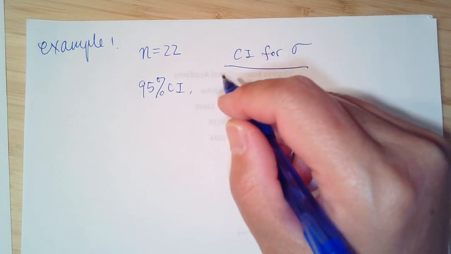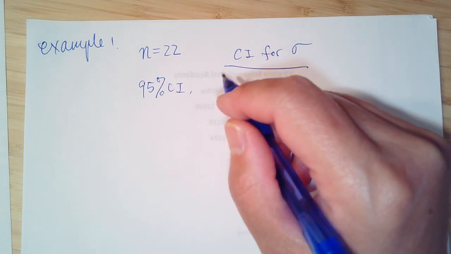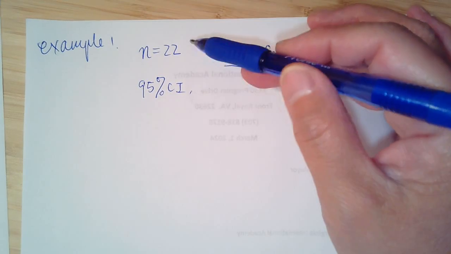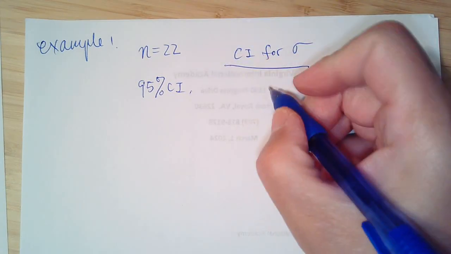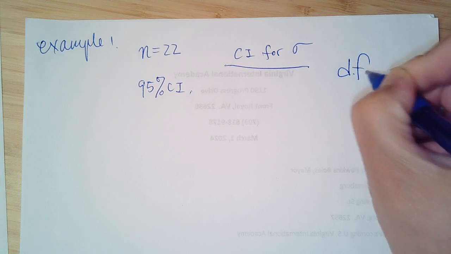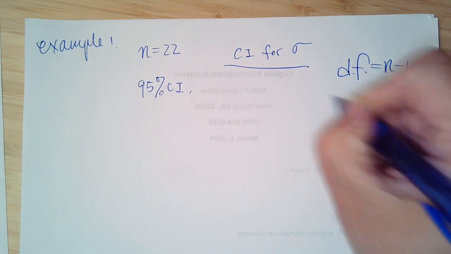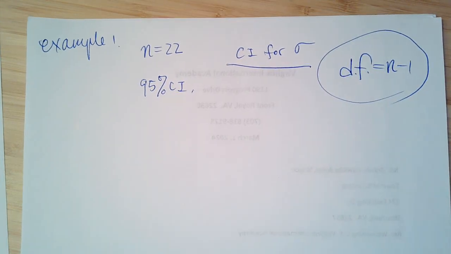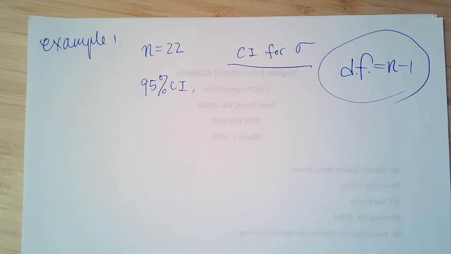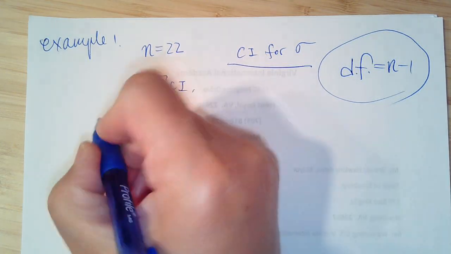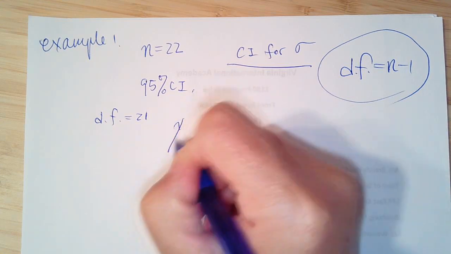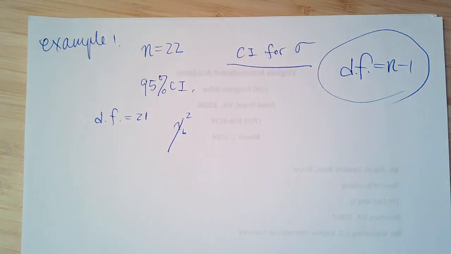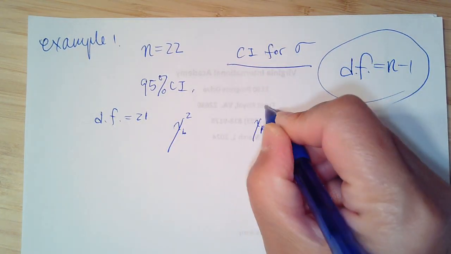So we're looking for the critical value. 95%, n is 22. You know what the degree of freedom is? Degree of freedom here is also n minus 1. Let's keep this in mind. So we should look for n minus 1, 22 minus 1, so the degree of freedom should be 21. So let's find chi-square left and chi-square right.